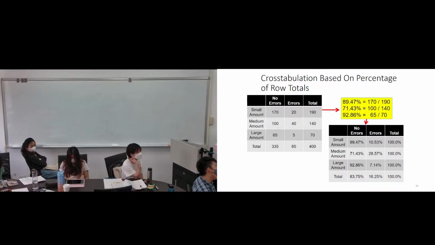We divide 170 by 190. That's how we get 89.47%. And then we divide 100 by 140, 71.43%. And then 65 over 70, 92.86%. Let's see these three values. How do we interpret that?